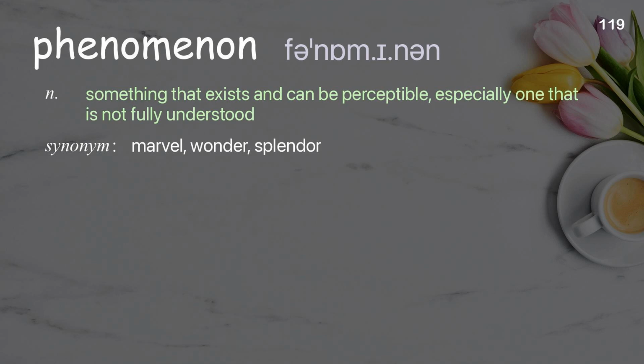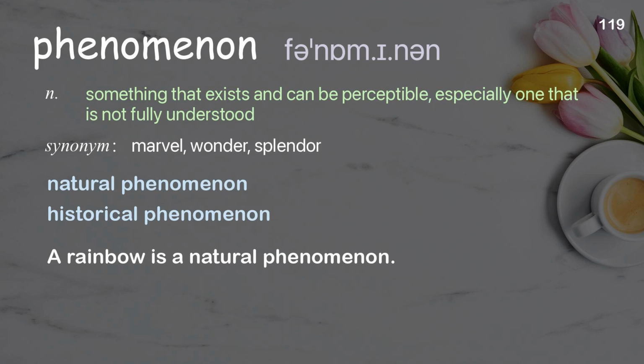Phenomenon. Something that exists and can be perceptible, especially one that is not fully understood. Examples. Natural phenomenon. Historical phenomenon. A rainbow is a natural phenomenon.